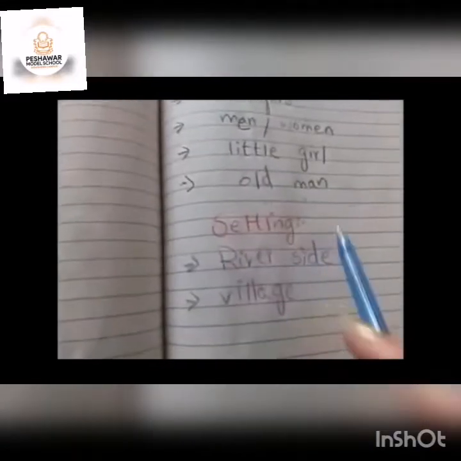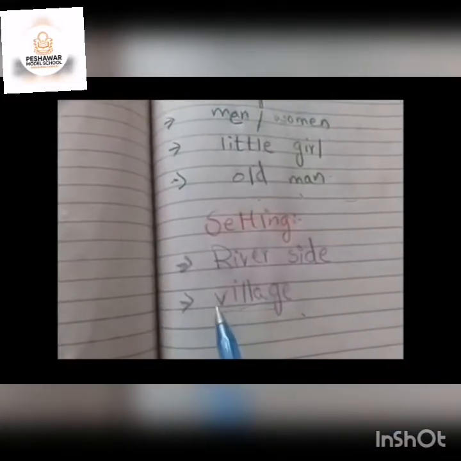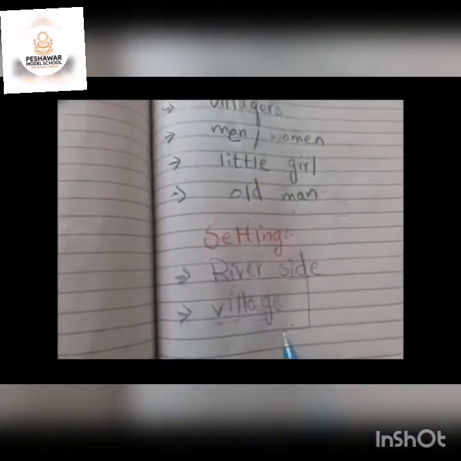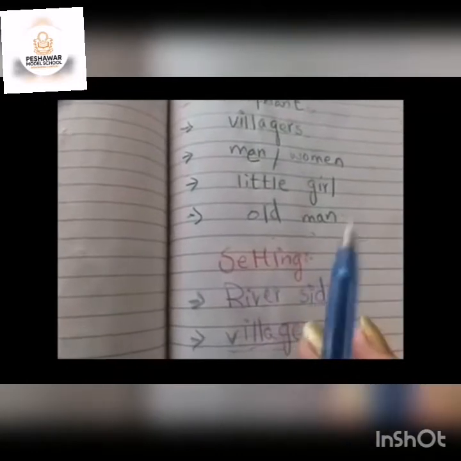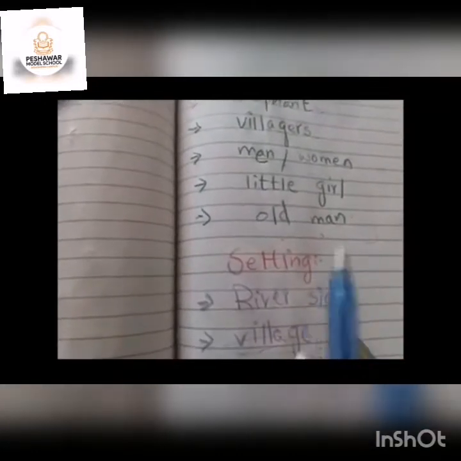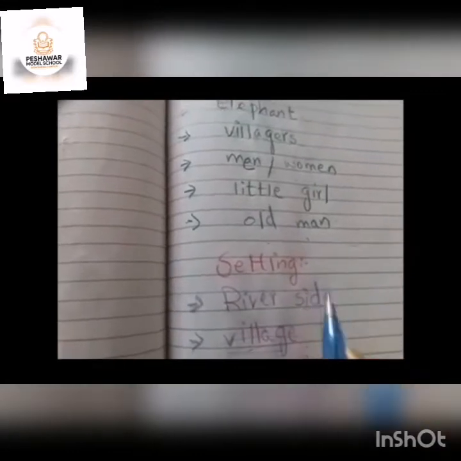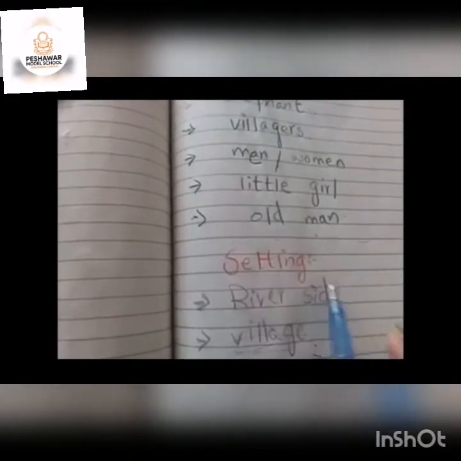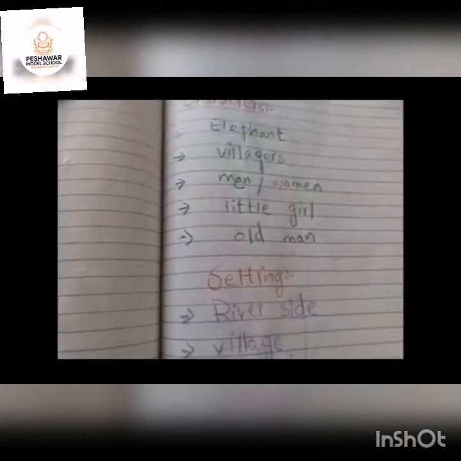The settings are the village and the riverside. The elephant came into the village. So village setting means the place where this story, this chapter, takes place. The settings, the places mentioned in the chapter, are the village and then the riverside.